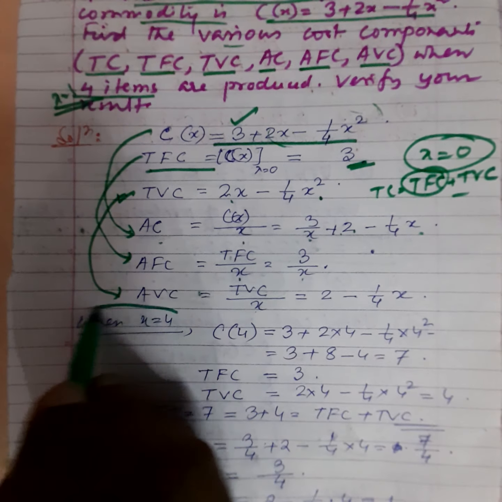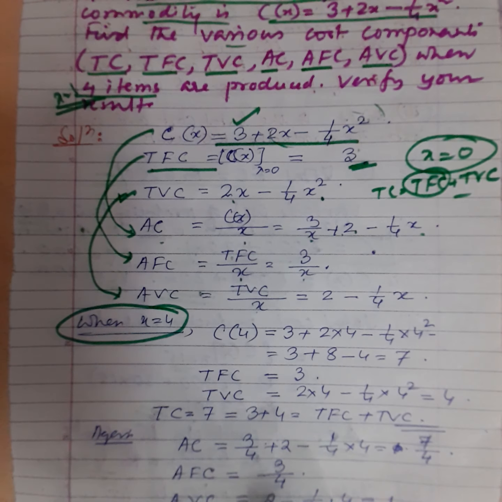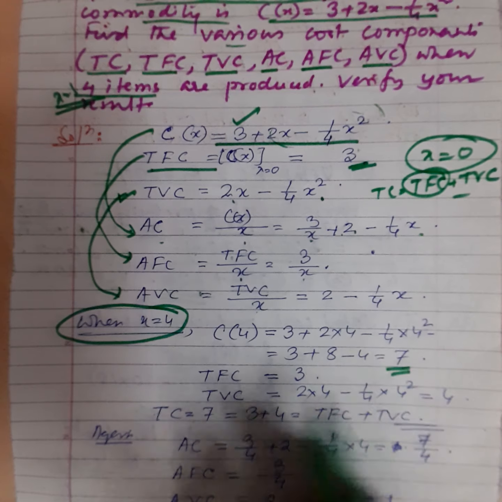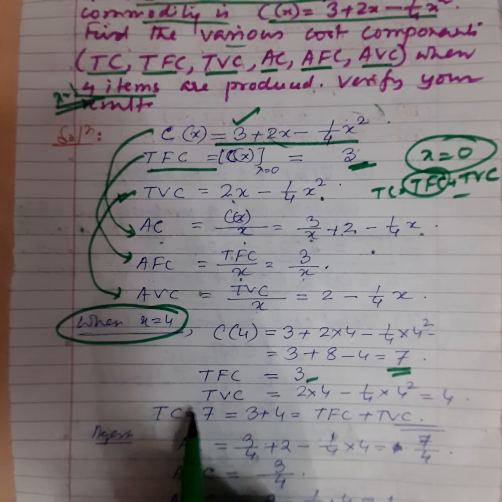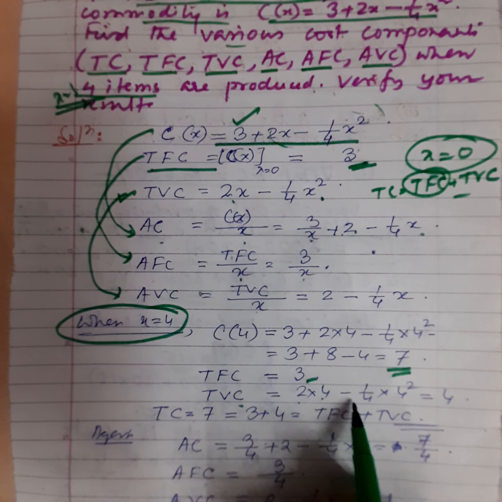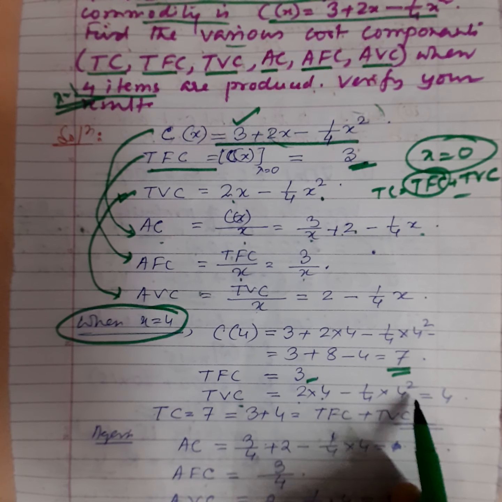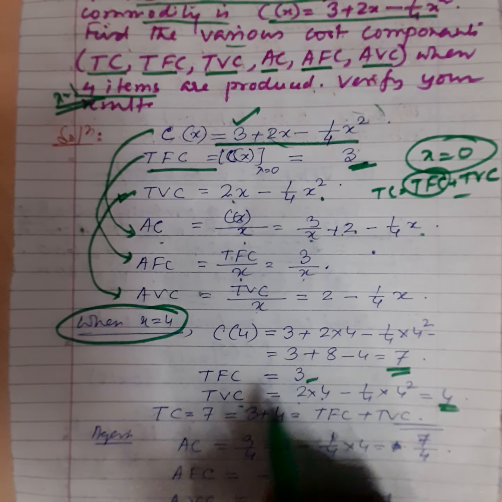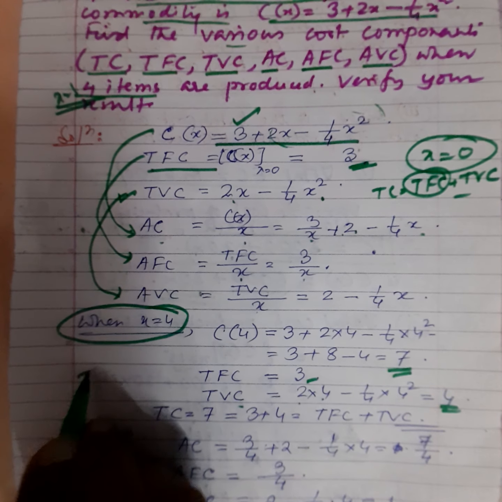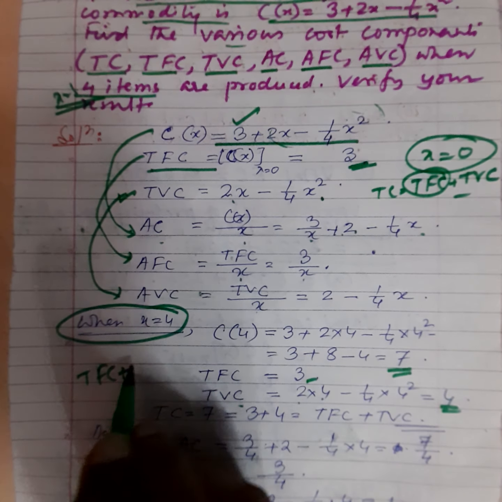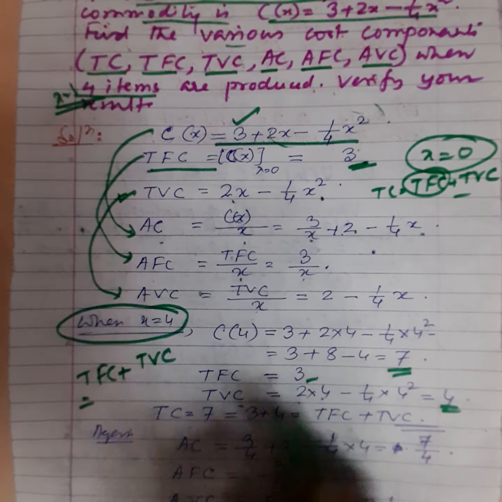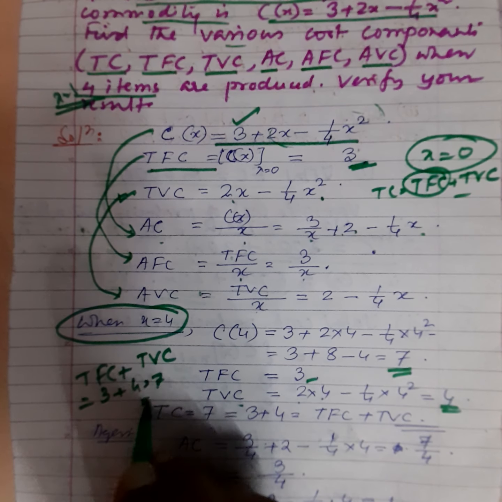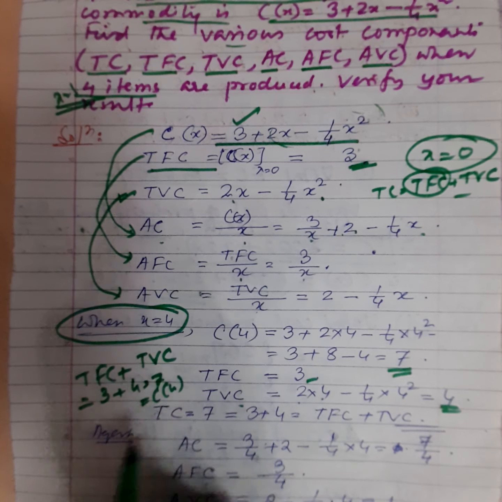Now at x is equal to 4, we were asked to find out the values. So x is equal to 4, C(4), total cost is equal to 7. TFC is equal to 3. TVC, 2 into 4 minus 1 by 4 into 4 squared, that is 4. So TFC plus TVC: TFC is 3, TVC is 4, that is 7, and 7 is nothing but C(4), that is total cost.